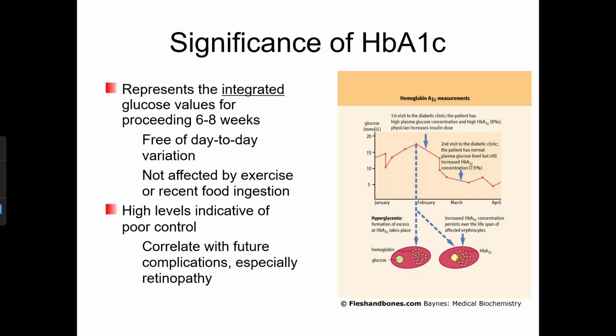So you can measure someone's blood glucose levels every day at the same time, different circumstances, different dietary conditions, and all those values are going to vary. But we can look at HbA1c as the estimate of what's been going on for the past 6 to 8 weeks. It's not affected by exercise or recent food ingestion. High levels are indicative of poor control of the diabetes, correlate with future complications, especially retinopathy.